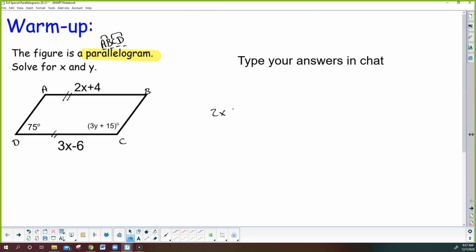So that's how I would set up the value for x. And then you can just solve this. Bring the 6 over, bring the 2x over. And we get x equals 10.